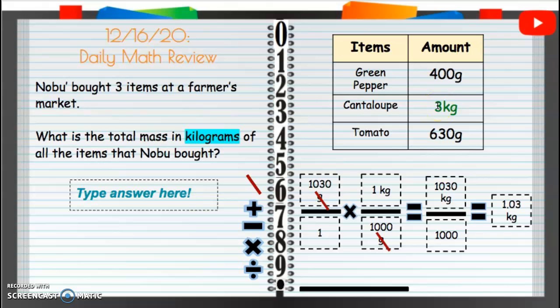Now we need to add 3 kilograms to that. So 1.03 plus 3. So 1 plus 3 is 4, and then we're going to keep that 0.03, or that 3/100. So it'll be 4 3/100 kilograms. And that's how much he bought. That's it. That's all our answer is. Great job.